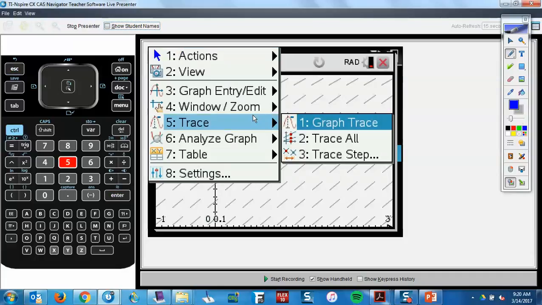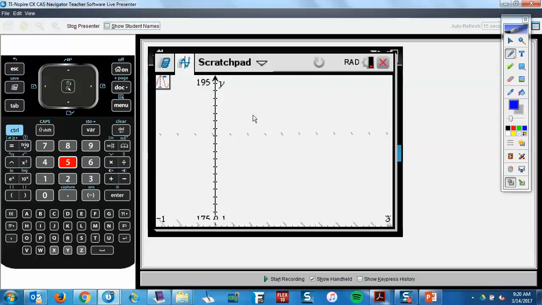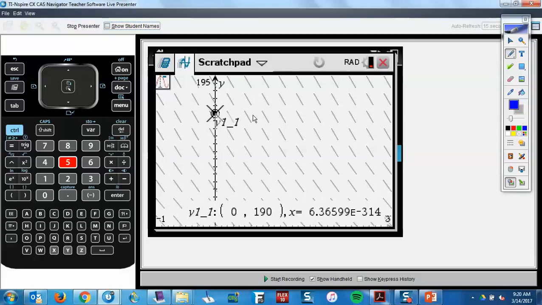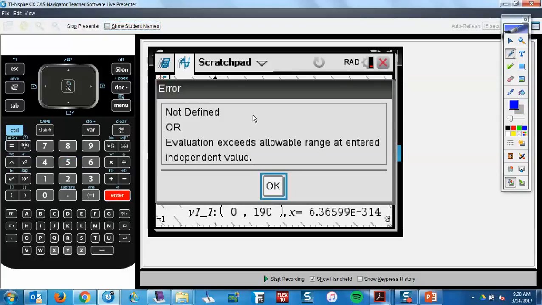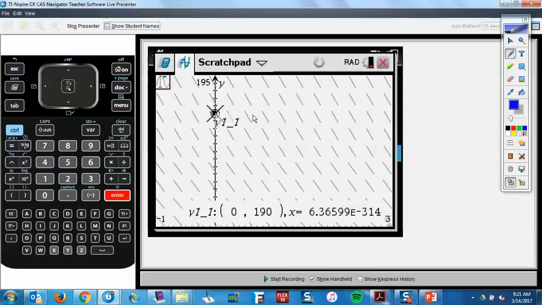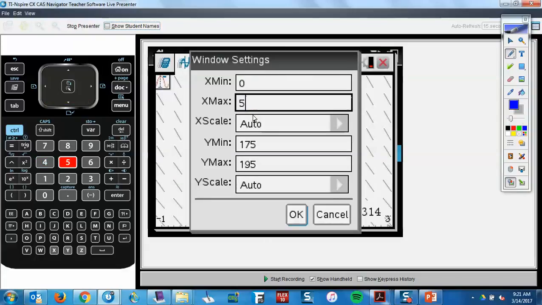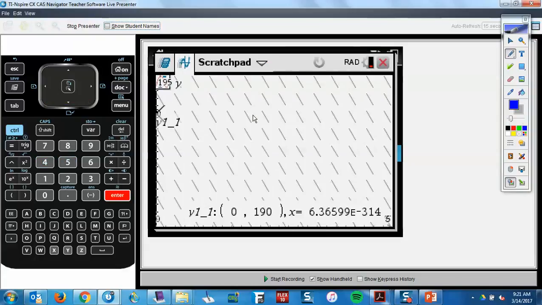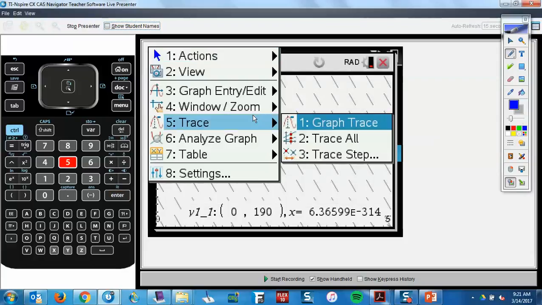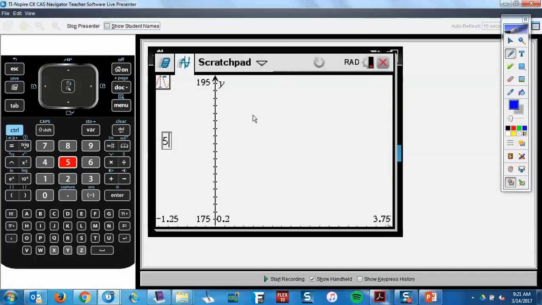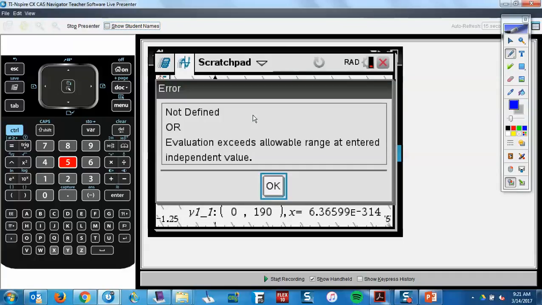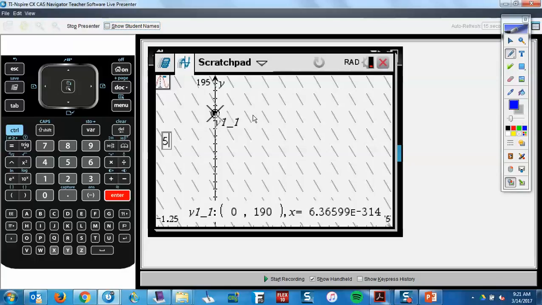We just want to go to 5. Maybe you can trace outside your window. Can you type in a 5? I don't care what the graph looks like. Yeah, it says it exceeds the range, so go ahead and set your window. You're going to have to set your window to 0 to 5 at least, so you can trace out to there. All I care about is that value. Go set your window again.